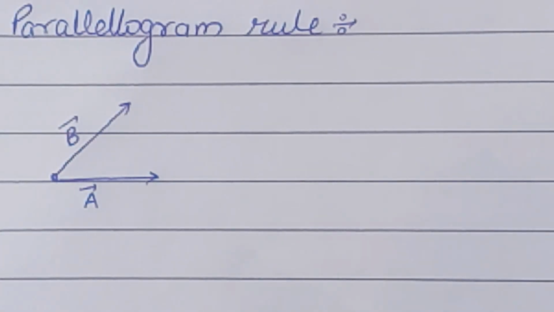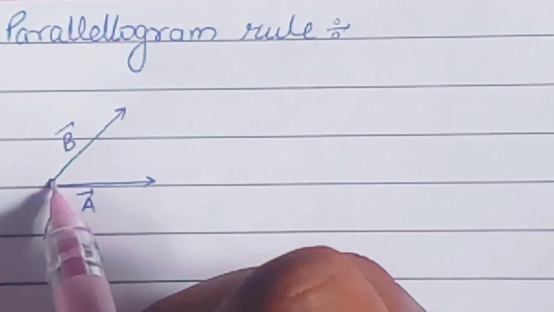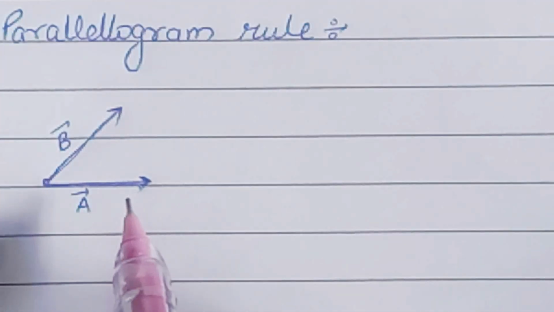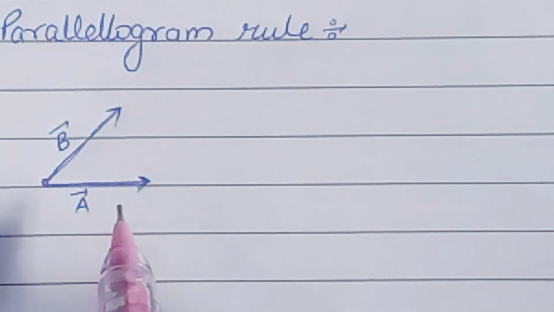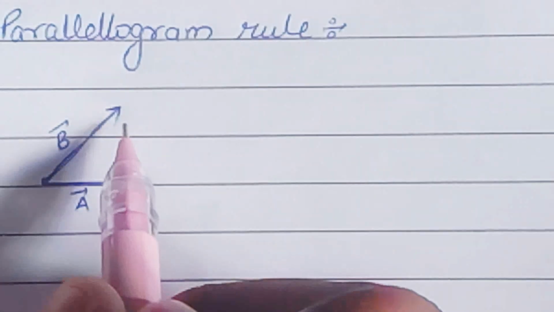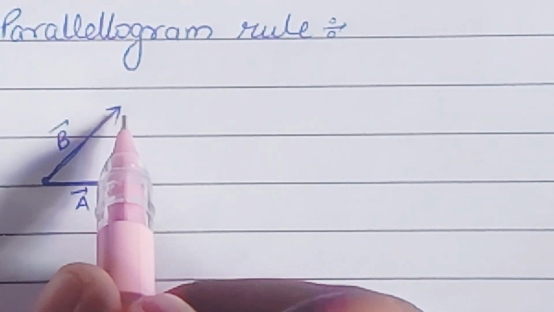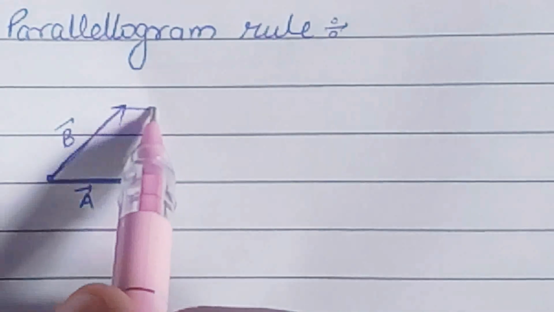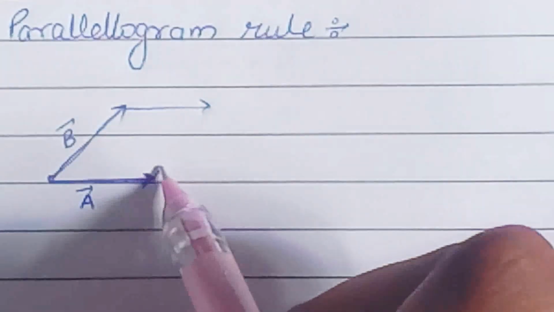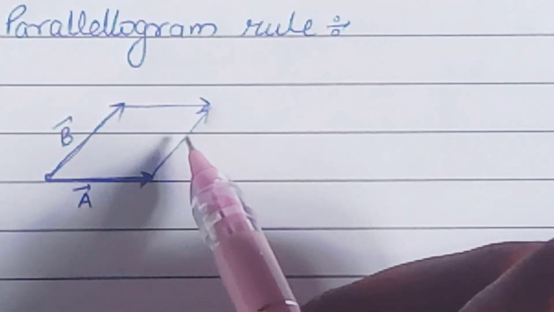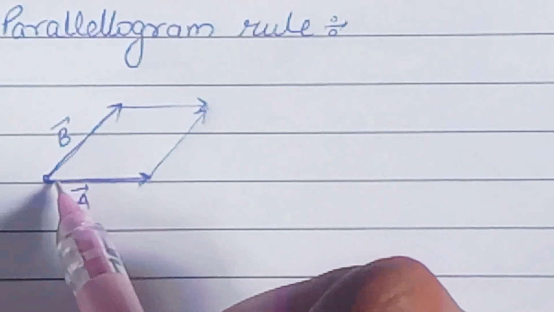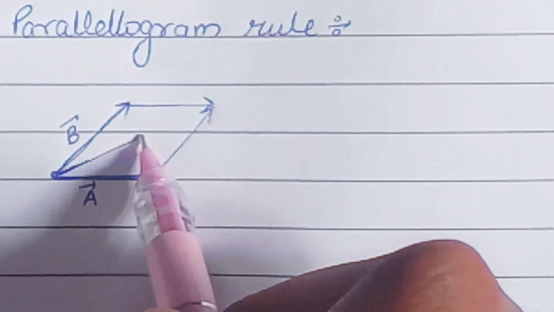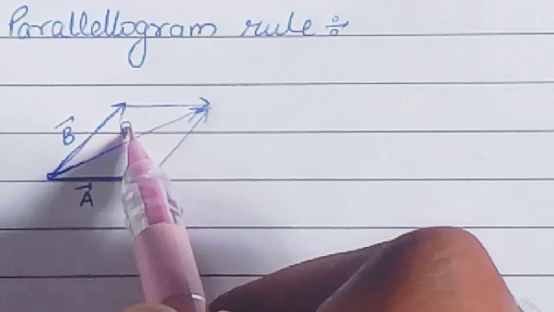Next, coming to the parallelogram rule. If you want to add two vectors which have the same origin, a vector and b vector, then you have to use the parallelogram rule, which says you have to draw two vectors which are parallel to the given vectors. One vector is parallel to a vector, and this is parallel to b vector. So the resultant vector will be from the initial point to the final point. This is known as the resultant vector.